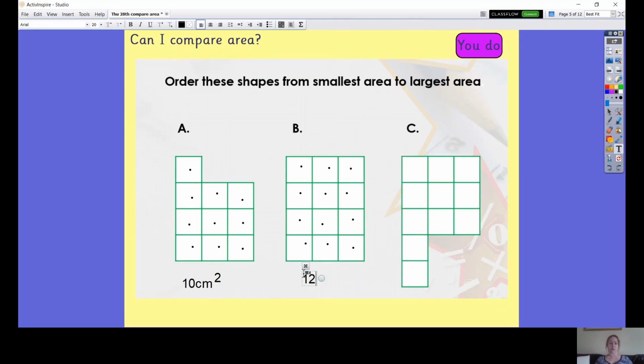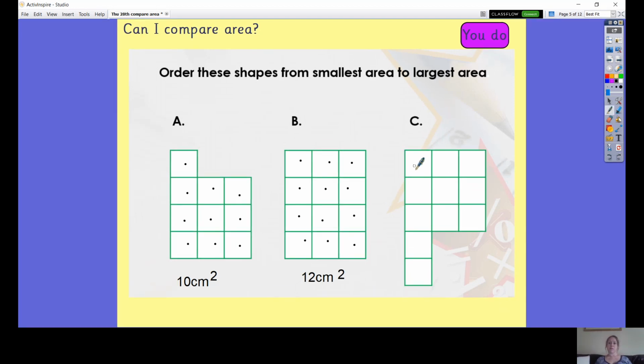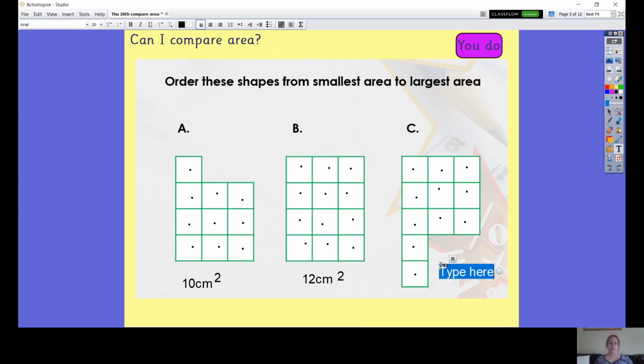So that one is 12 centimetres squared. And then shape C: 1, 2, 3, 4, 5, 6, 7, 8, 9, 10, 11. So that one is 11 centimetres squared. And then to put them in order from smallest to largest again.